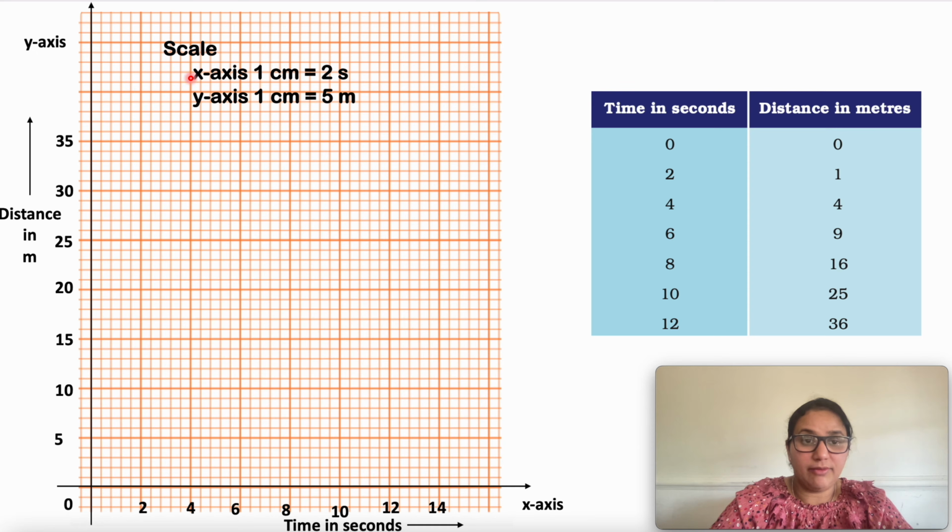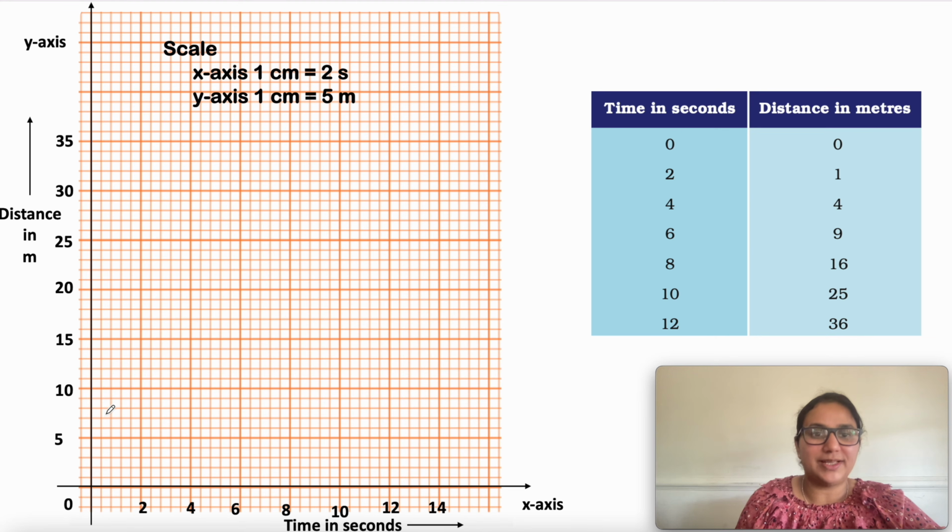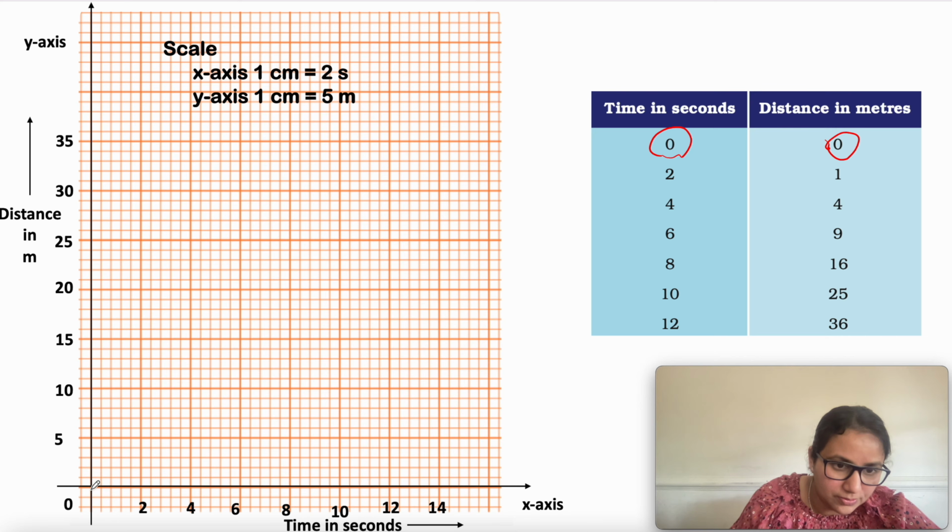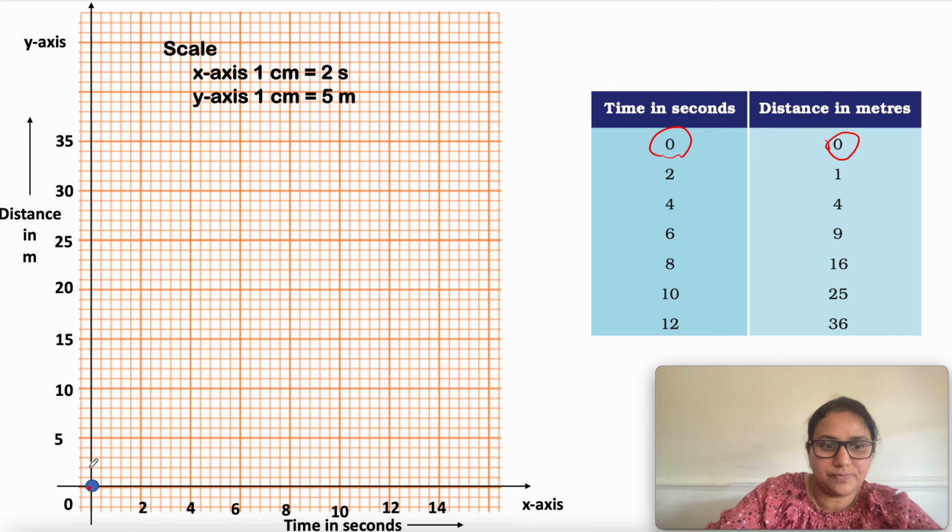So here we have taken the scale on x-axis, 1 centimeter is 2 seconds interval, and scale on y-axis is 5 meter interval. Let's start plotting the graph. So as you can see here, the first value is for 0 seconds, the distance covered is also 0. So distance is 0 and the time is also 0. So we can see that the first point is somewhere here.